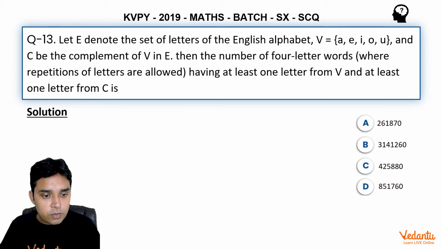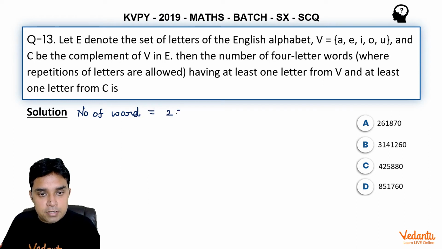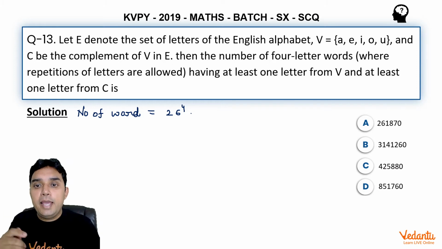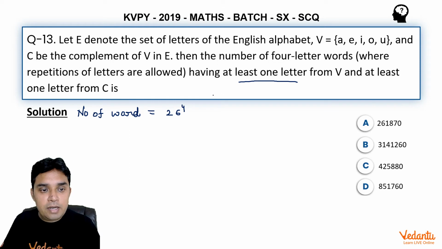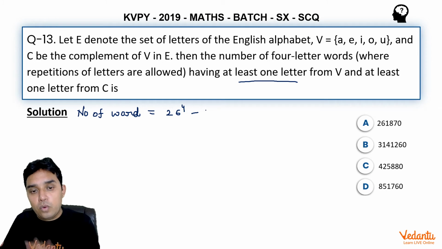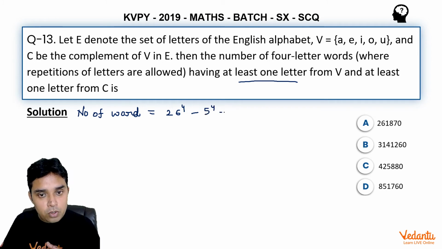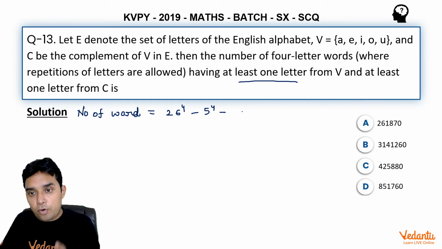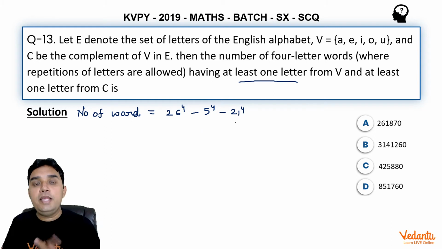Now, to solve this question, I think it is very simple. The number of words can be written directly as 26 raised to the power 4 if repetition is allowed and there is no condition like at least one vowel or at least one consonant. But because we want at least one vowel and one consonant, I will subtract those cases in which the 4-letter word is made only from vowels, that will be 5 power 4, or only from consonants, which are 21 in number. So that should be the answer.